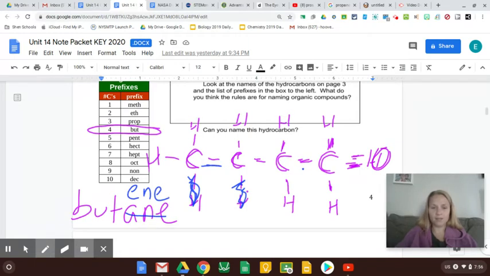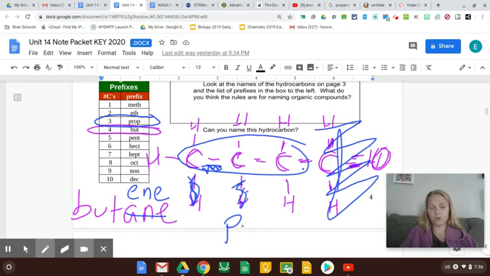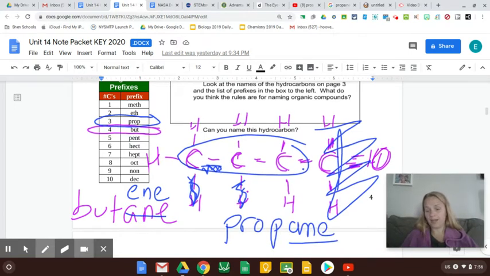Okay. Let's say I get rid of that, and let me get rid of one of the C's. So now I only have 3 C's. So now instead of butane, with 3 C's it's prop. Prop with an ane ending, propane. And that's what's in a gas grill. If I had 8 C's and single bonds, it would be octane. And that is what's in the gasoline that you put in your car.